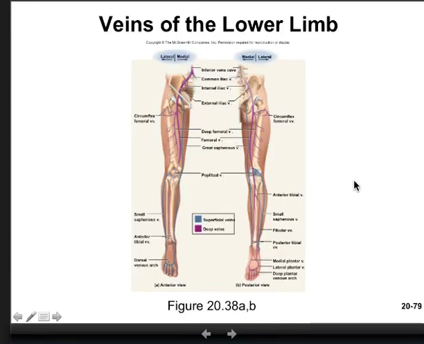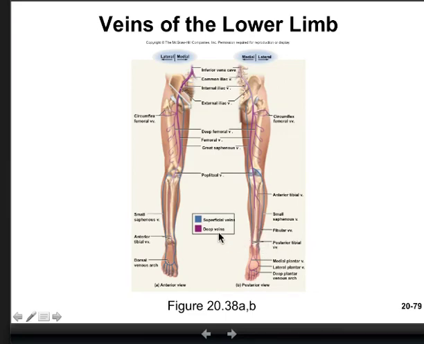And the veins of the lower limb essentially mirror this, with a few exceptions. There is the circumflex femoral vein. Again, the reason it's called circumflex is that it has a circular anatomy. These are the deep femoral veins here and here. There's the femoral vein. There's the greater saphenous vein that runs across the front of the knee, the popliteal vein that runs behind it. There's the small saphenous and the anterior tibial and the fibular running next to the fibula.